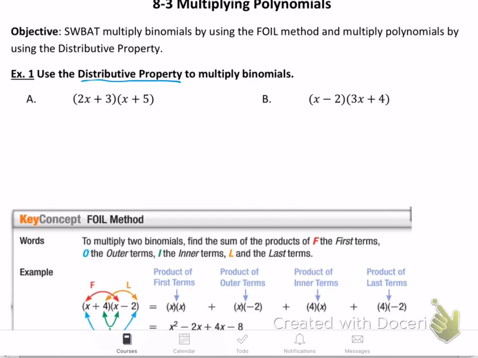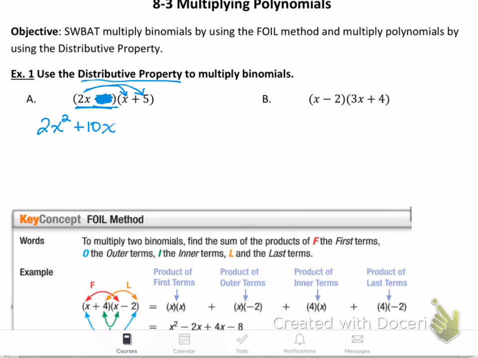And what that means is in my first group here, I'm going to distribute each of these terms into the second group. And so to do that, I'm going to cover this guy just temporarily, and I'm just going to distribute this first term, 2x, into this second group. And so 2x times x gives me 2x squared. 2x times 5 gives me 10x. So that's what happens when I distribute.